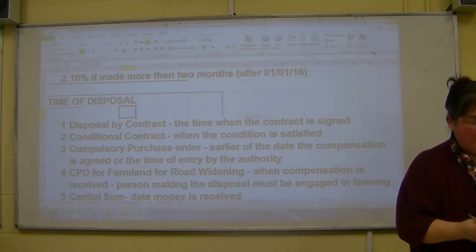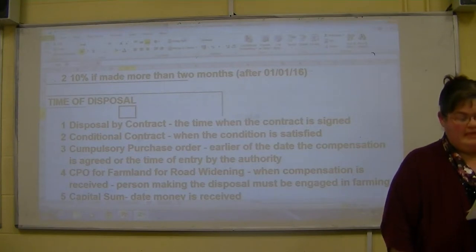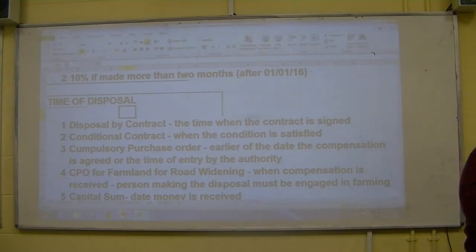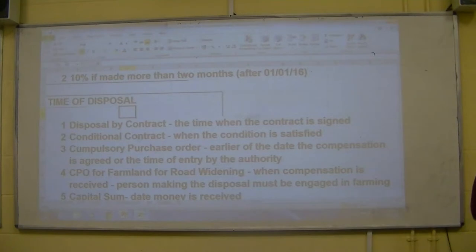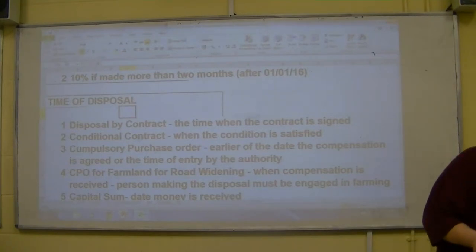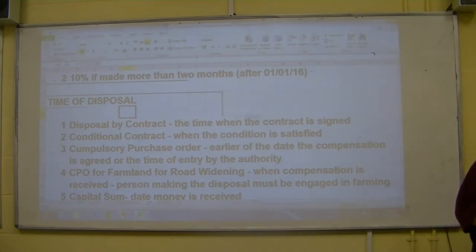Okay, then Joan had her house compulsorily purchased by Dublin City Council. In May 2014, they agreed compensation of 500,000. In June 2014, they entered the property, and in July 2014, Joan received her compensation. So is it what you received? It's when they agreed, when they compulsorily purchase, either the date compensation is agreed or the time of entry by the authority, so it'll be when they agreed compensation, so it'll be May 14.